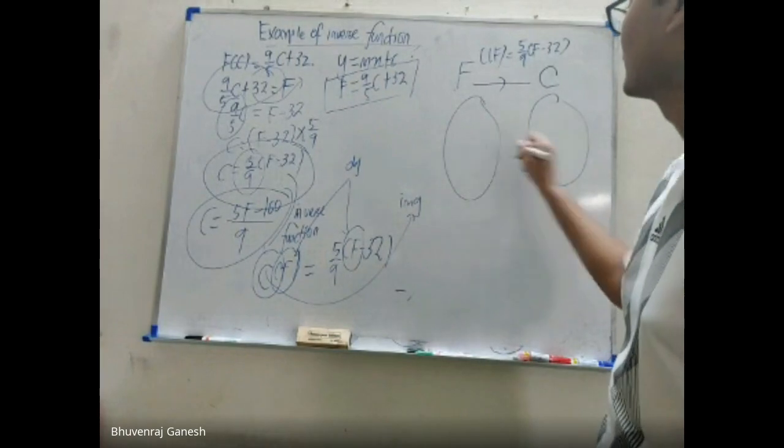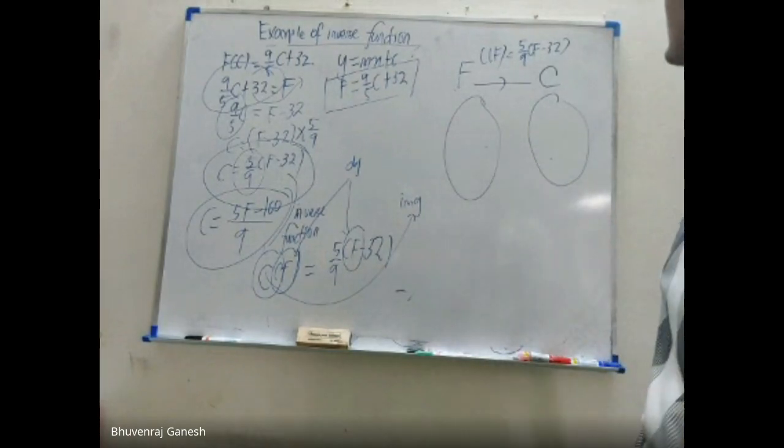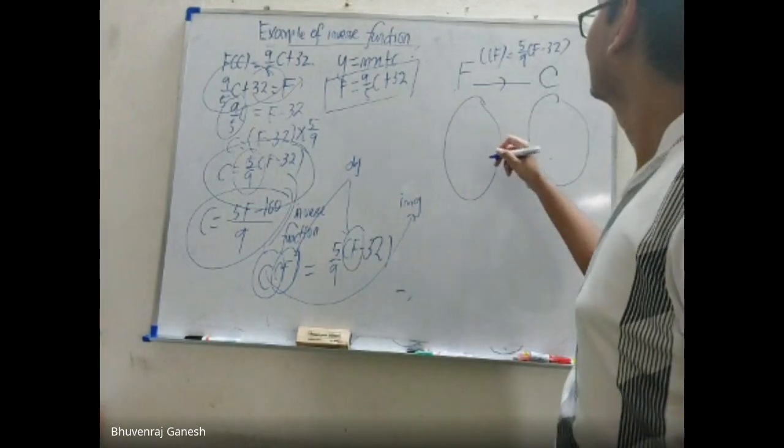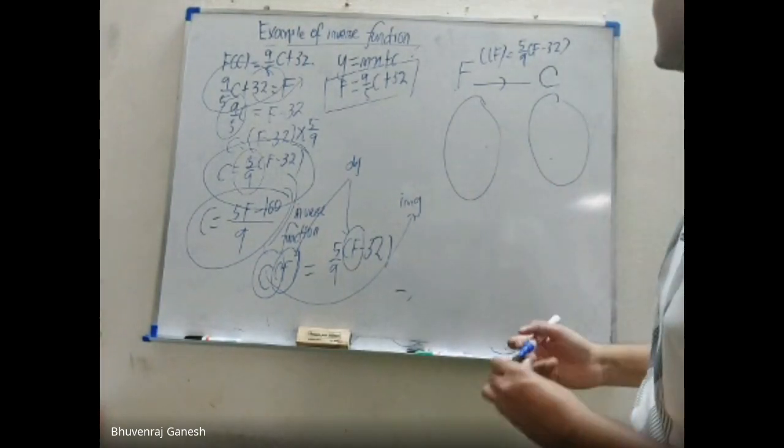So let's say I put a value here. Let's say I put when Fahrenheit is, let's see, a number that can divide easily.